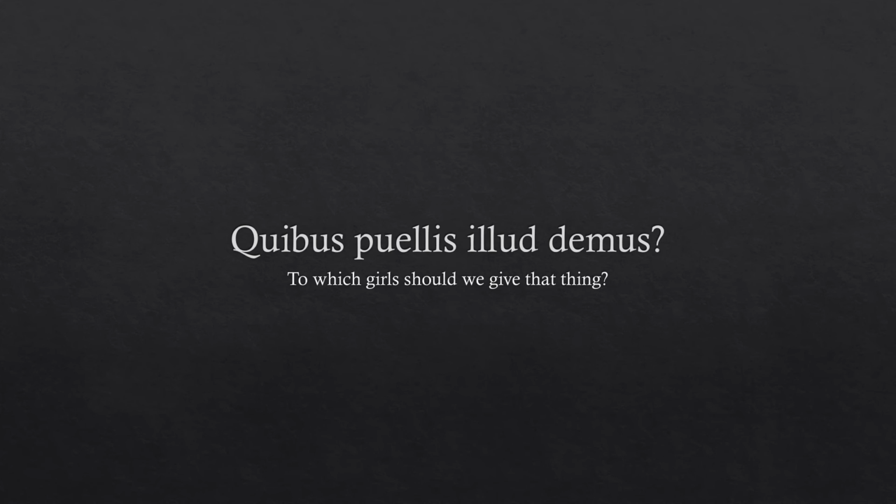You'll also notice that demus, our main verb, is in the subjunctive. So, what kind of subjunctive is it? We only know two uses, hortatory and deliberative, and this is a question. So it's probably a deliberative subjunctive. Now, how does this sentence differ from the one we just translated? Quibus puellis illud damus.